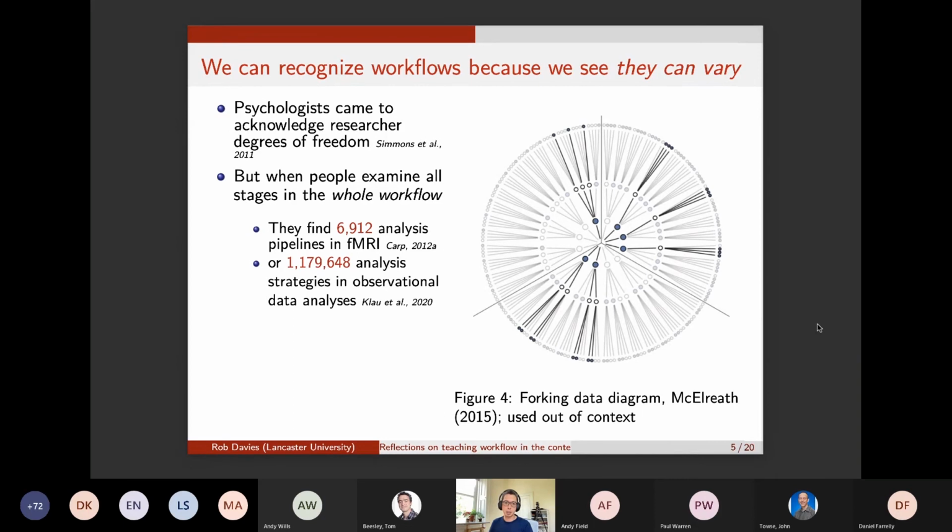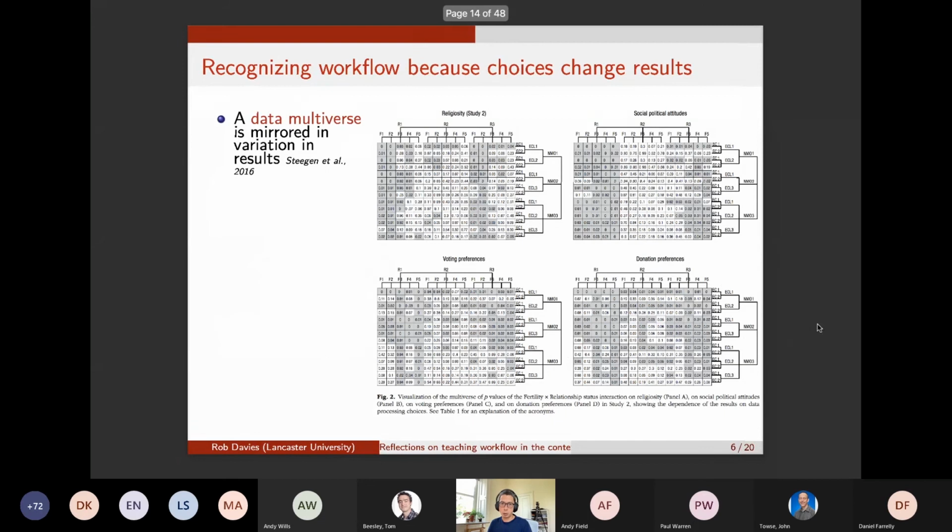So what we're talking about here are the number of different ways in which you can get from data to analysis to results. And we see then many different gardens, so many different gardens of forking paths. And it's in this recognition of the variability, of the flexibility, that we recognize that there is a thing that we can think of in terms of workflow. So we recognize workflow because the choices change results as well.